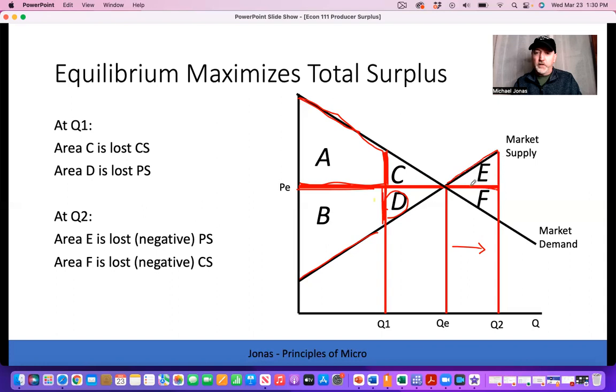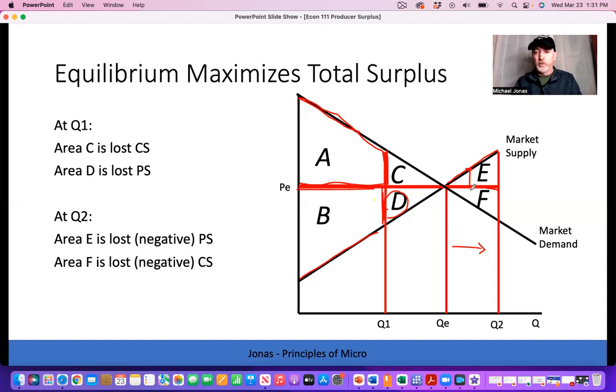It's this area, right, where the marginal cost is above the price for every unit sold, right? So we're somehow forcing producers to sell a product for a price less than it costs them to produce it. So they're losing money, right? They have a negative marginal profit, and the contribution of those units to producer surplus is going to be negative.